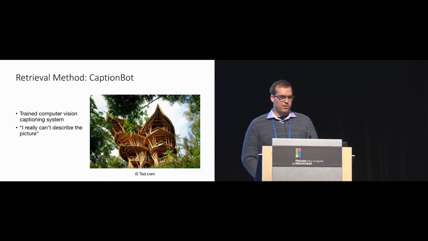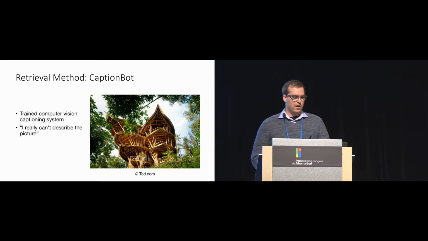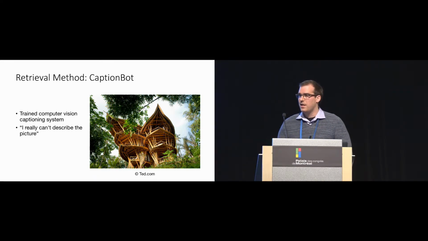Caption Bot uses a trained computer vision approach to produce a caption automatically. For this image, it would say, "I can't really describe the picture," indicating that the system has failed in retrieving a caption.